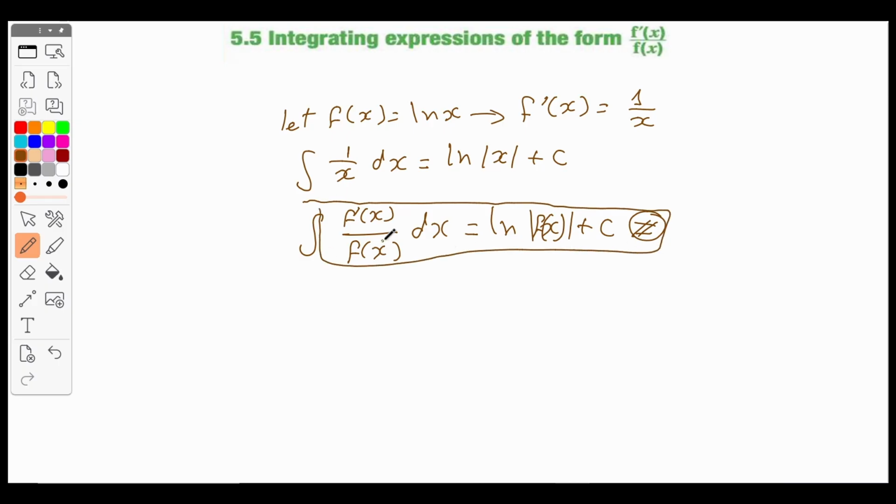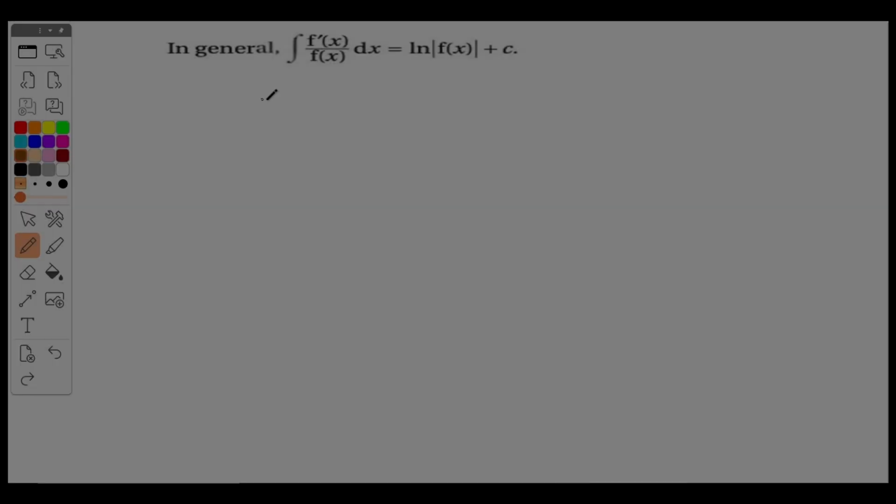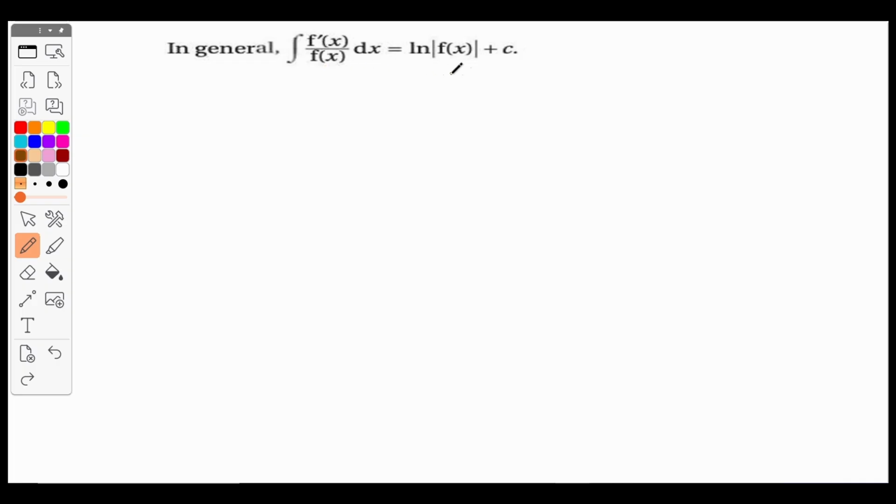The integral of f prime of x over f of x dx equals ln of f of x plus c. As you see here, the 1 is the derivative of x. So the integral of 1 over x will be ln of the modulus of x plus c. In general, we say the integral of f prime of x over f of x dx equals ln of the denominator f of x plus c. This is the general rule that we are going to study.